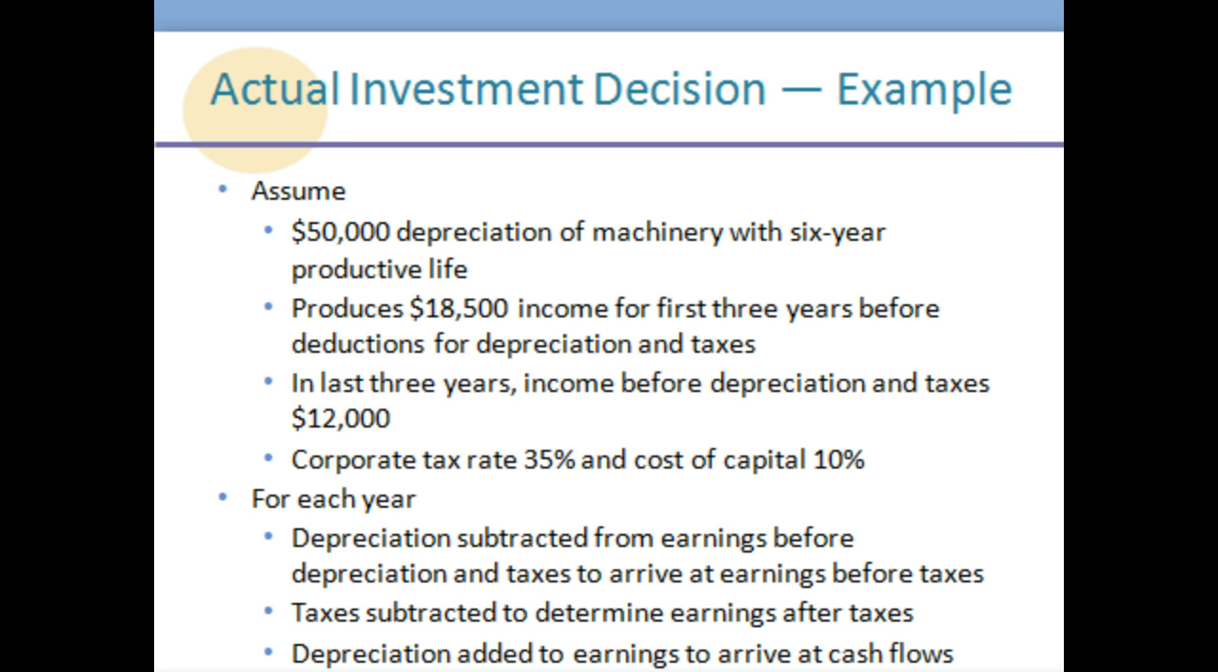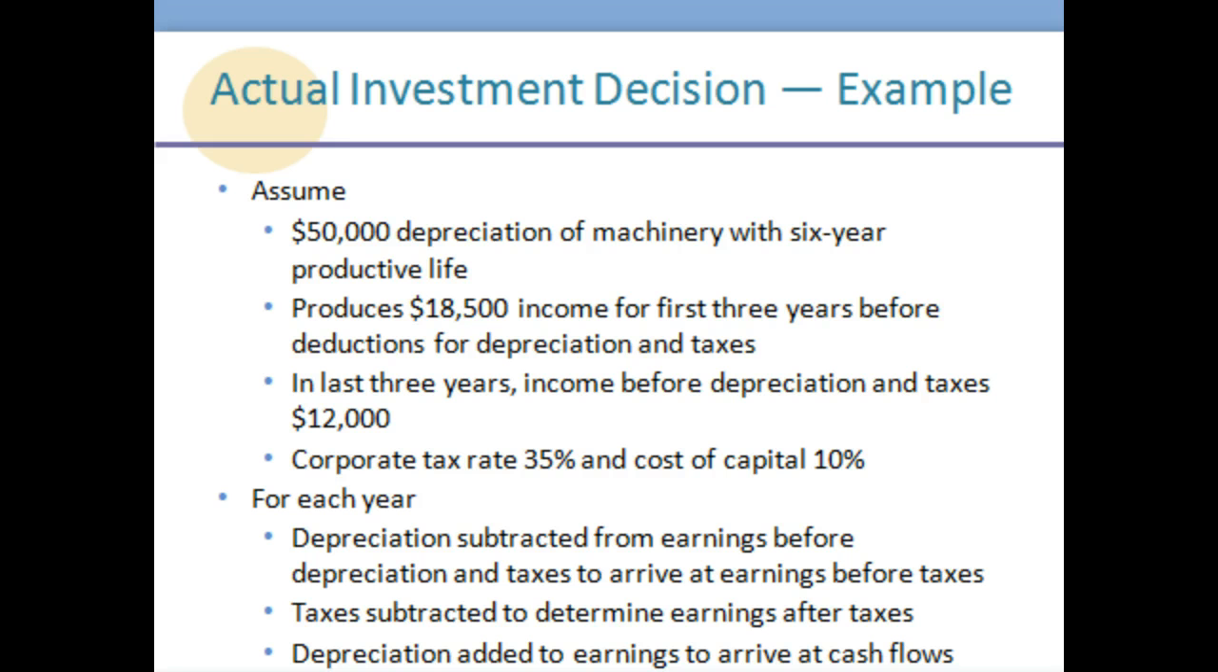And here's an example of an actual investment decision with an assumption that $50,000 depreciation of machinery with a 6-year productive life produces $18,500 of income for the first 3 years before deductions for depreciation and taxes. In the last 3 years, income before depreciation and taxes is $12,000, and the corporate tax rate is 35% with a cost of capital at 10%.